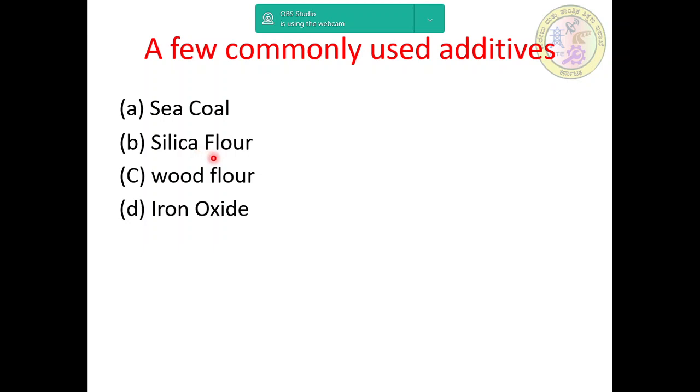Penetration is nothing but, while pouring, the molten metal entering into the sand. You have to avoid that. You can add silica flour to the molding sand, and while adding this silica flour, the molding sand will improve the surface finish. Next one is wood flour.